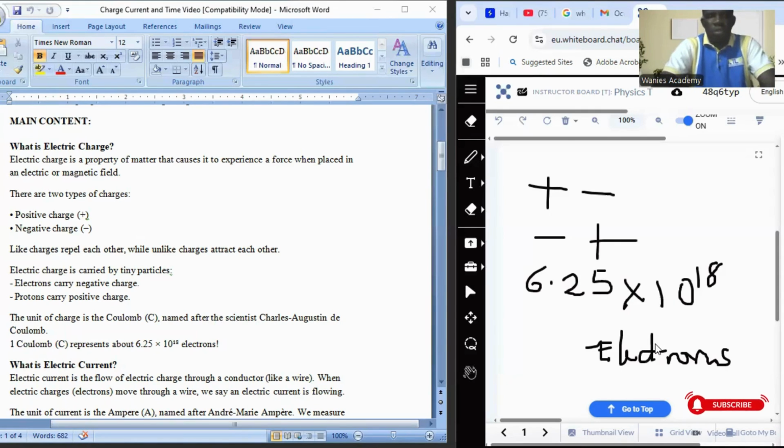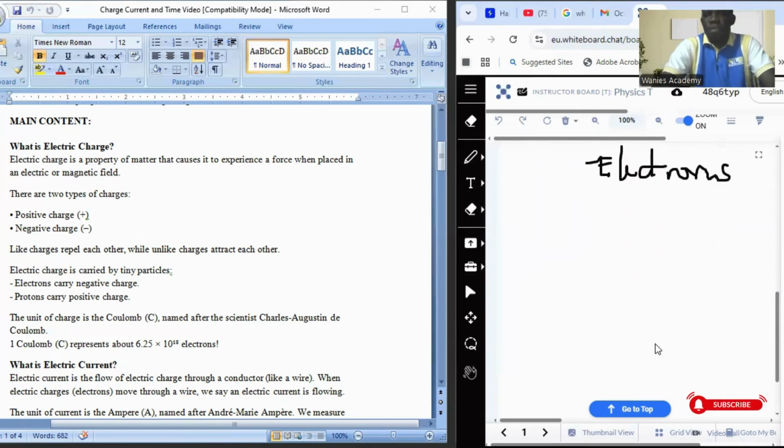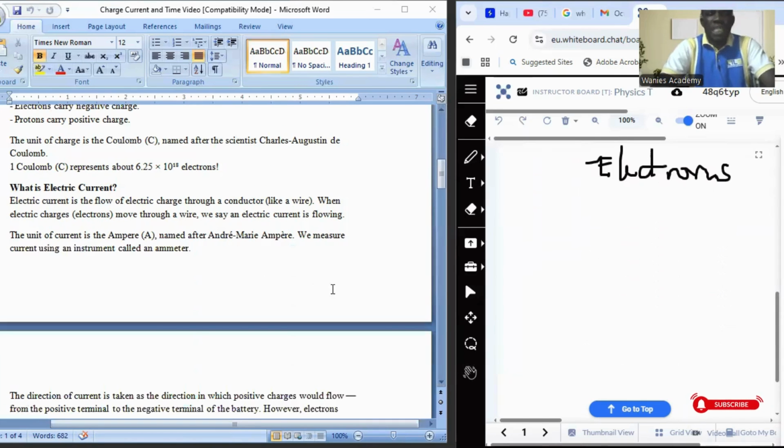Now, we have talked about charge. Let's look at electric current. Electric current is the flow of electric charge through a conductor. It flows through a conductor like a wire. So when electric charges, the electrons, move through a wire, we say an electric current is flowing.